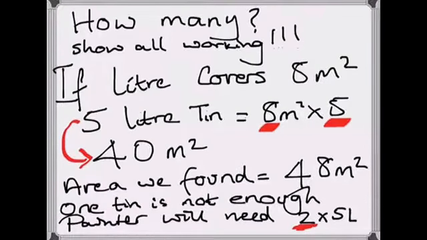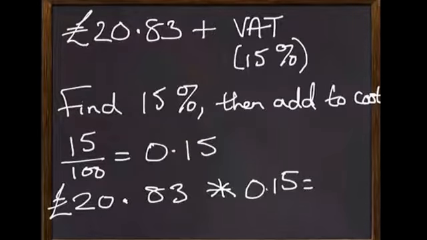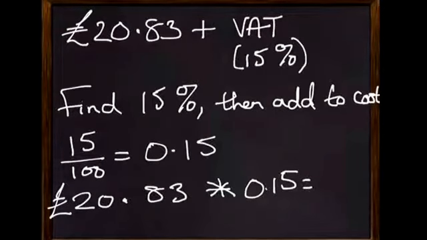Right, so I'm going to be answering the part of question number 2 where the painter needs to buy the paint. So we've already established that we needed 2 tins of paint. So what we're going to do is calculate 1 tin of paint plus the VAT at 15%.